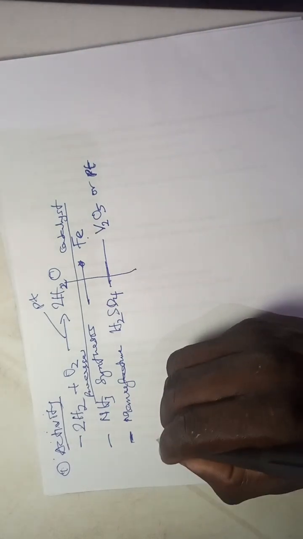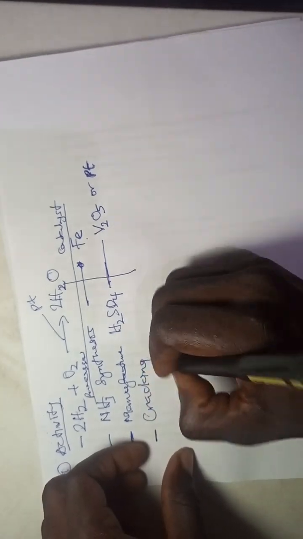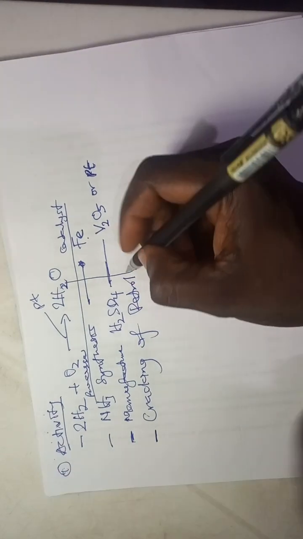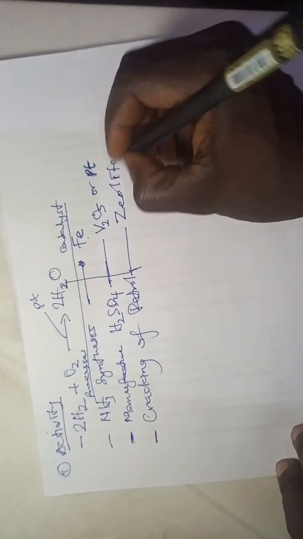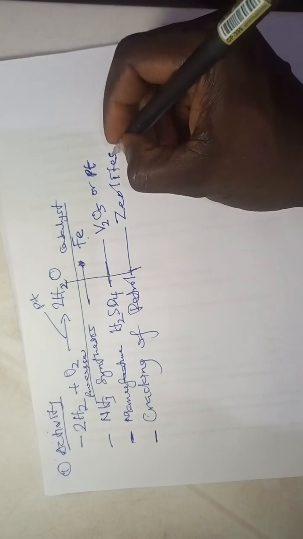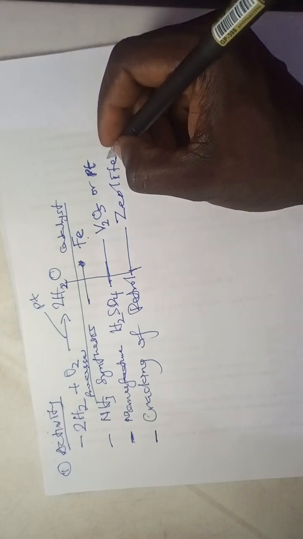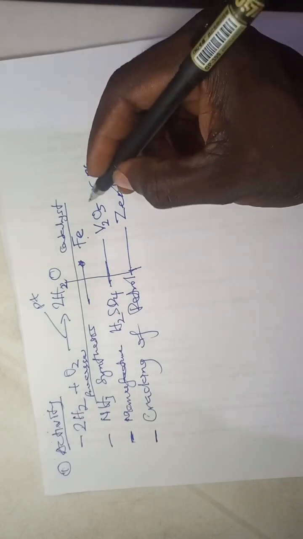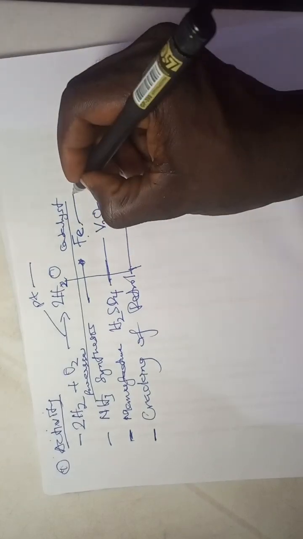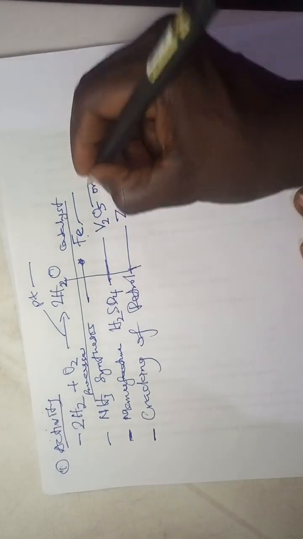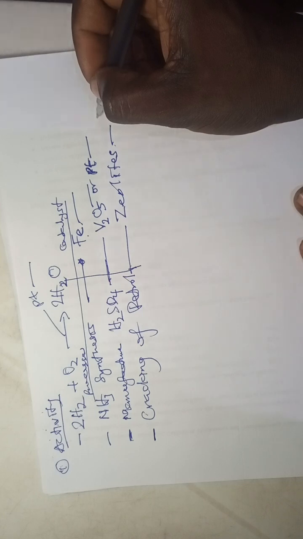Another example to explain activity of a catalyst is the cracking of petrol. The catalyst used in the cracking of petrol is zeolite. The presence of the zeolite as a catalyst helped in speeding up the rate of this chemical reaction. In summary, if this catalyst is not present, the reaction will be very sluggish.